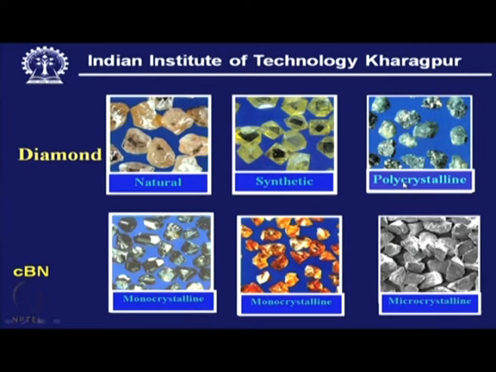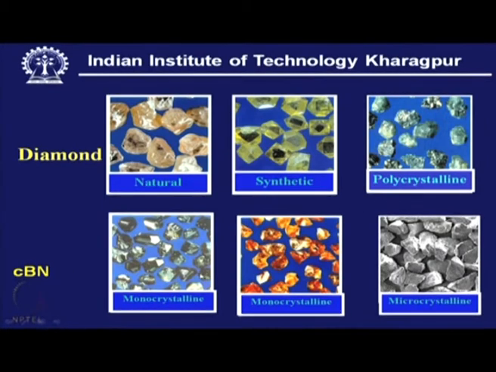Here we have also polycrystalline diamond, which are used for grinding delicate material, just like tungsten carbide grinding, where the work material is very sensitive to heat and force associated with grinding.